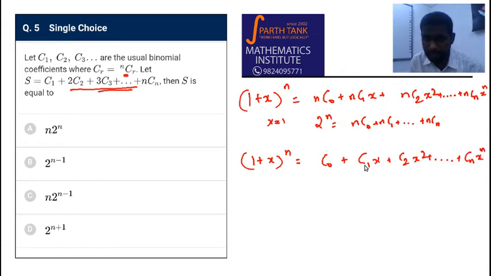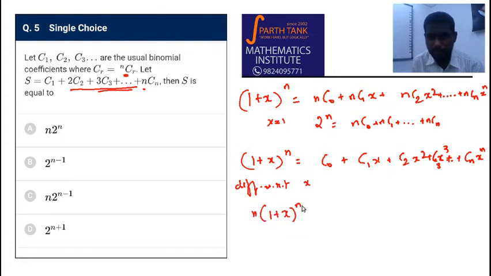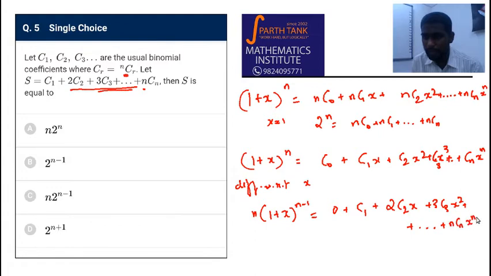Now here, if you differentiate, you will notice that you will get a 2x in the next term, which is C3x cube. You will get a 3x squared, 4x cube and so on. The last term would be NCN. So the clue is to differentiate both sides with respect to x. This side is simple: it is n into (1 plus x) power n minus 1. On this side, C0 becomes 0, here it becomes C1, here it becomes 2C2x, 3C3x squared, up to NCN x power n minus 1.